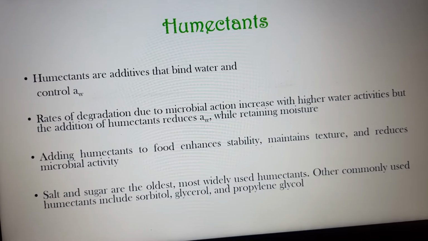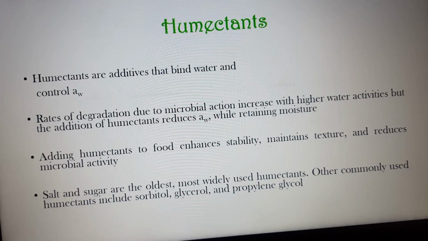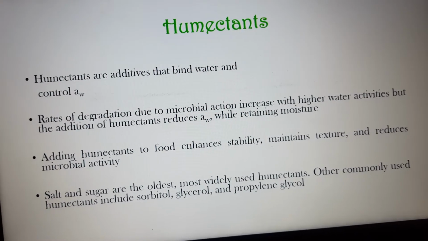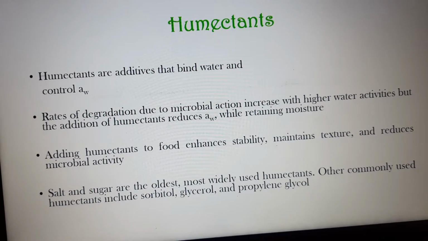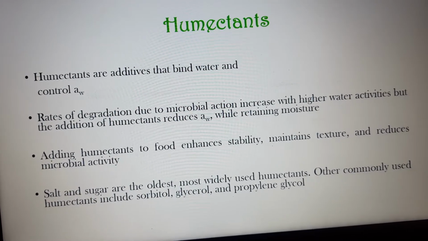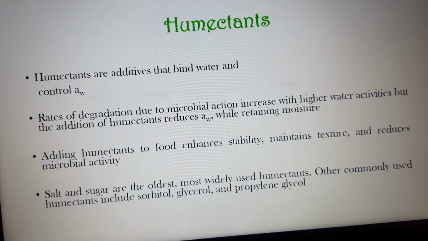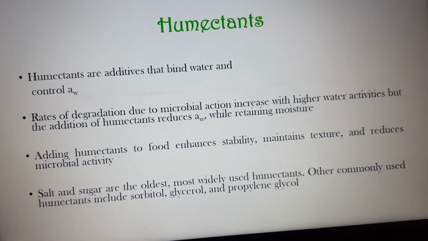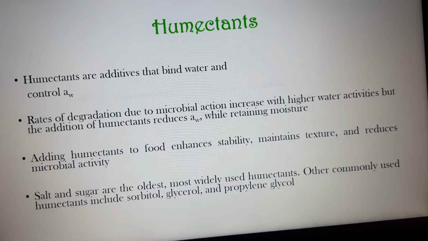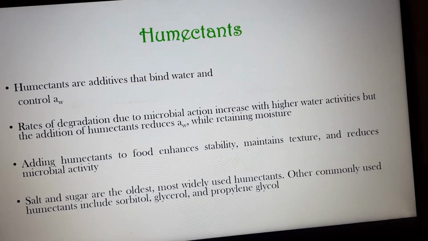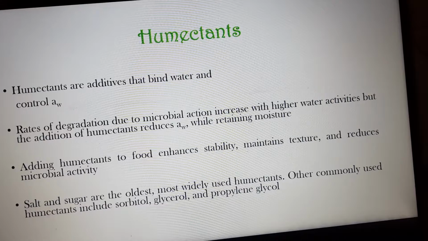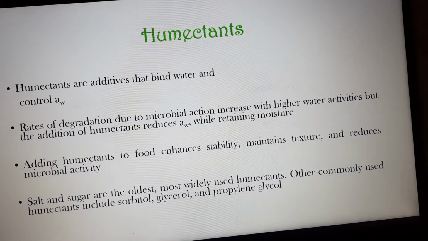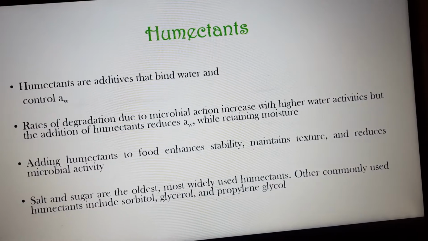Humectants are additives that bind with water and thereby control the water activity of the food. The rate of degradation due to microbial action increases with higher water activities, but the addition of humectants reduces the water activity while retaining moisture. Adding humectants to food enhances stability, maintains texture, and reduces microbial activity.